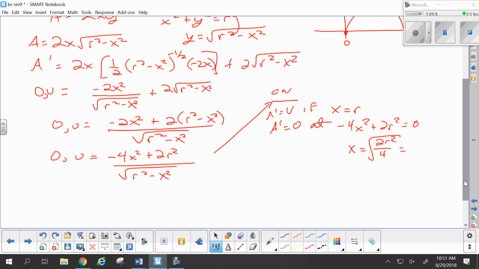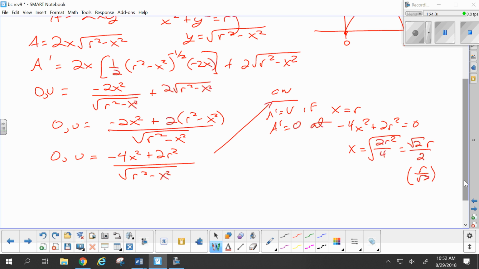What is that cleaned up? I'm thinking root 2 r over 2, or if you like, r over root 2, whatever. I don't care. I don't care if you're rational. Do you agree with my x? I could show that that's a maximum. And if my life depended on getting this right, I probably would verify it's a maximum, but I'm telling you it is a maximum.